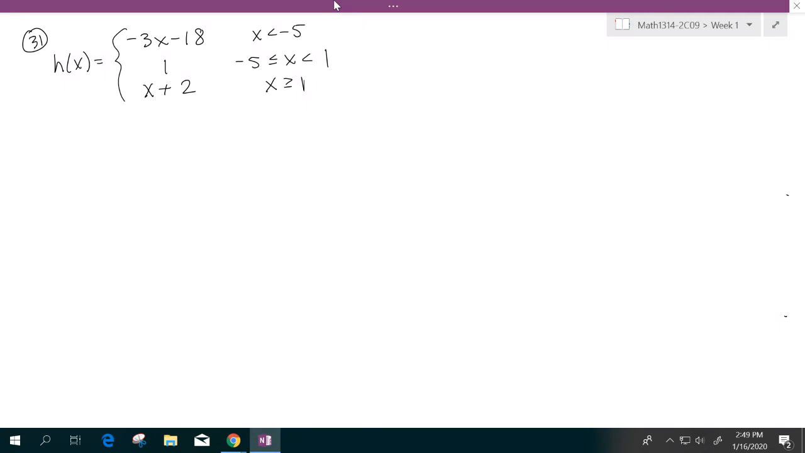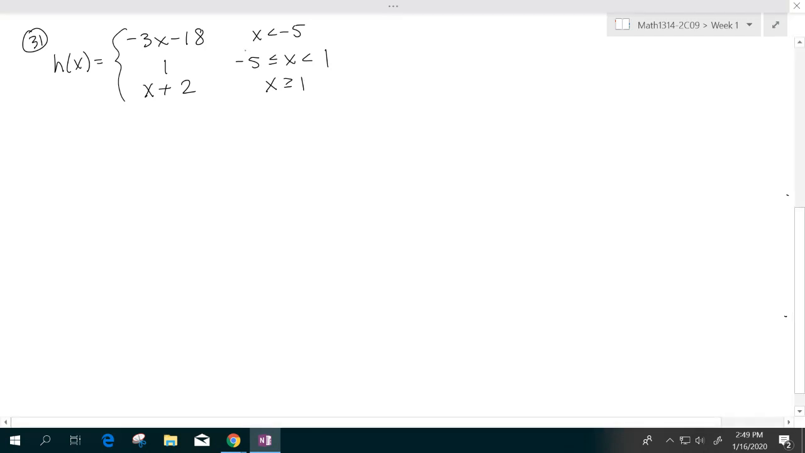How many transition points are there? How many transition points? 2. See the -5 and the 1. Those are my 2 transition points. That's just including the top and the bottom.